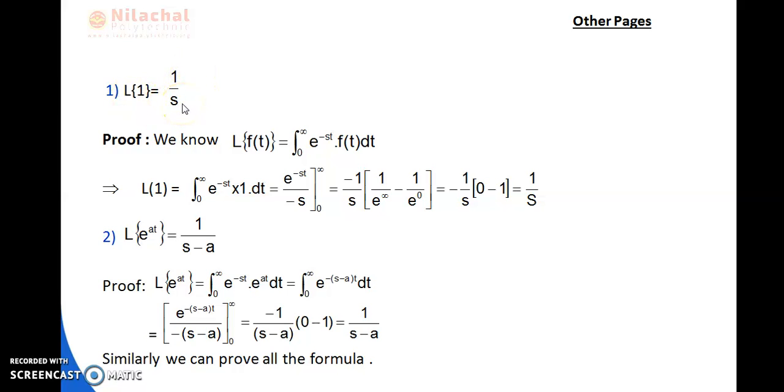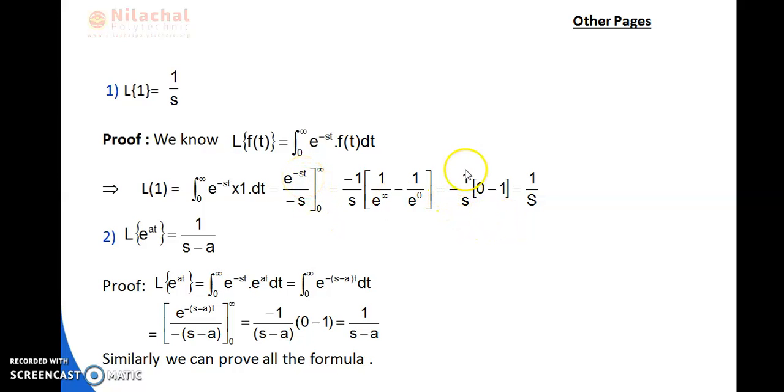As we know, Laplace of f of t equals integration 0 to infinity e to the power minus st f of t dt. So here f of t equals 1, we have to apply. So that implies Laplace of 1 equals integration 0 to infinity e to the power minus st into 1 dt, where f of t is 1. That equals e to the power minus st by minus s from 0 to infinity. That equals minus 1 by s times 1 by e to the power infinity minus 1 by e to the power 0, applying the upper limit minus applying the lower limit 0 in place of t.